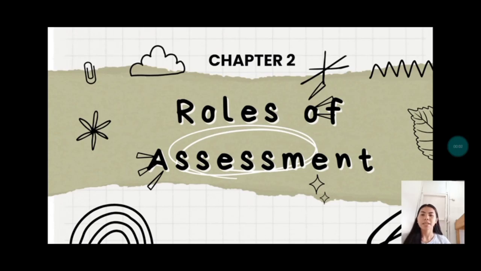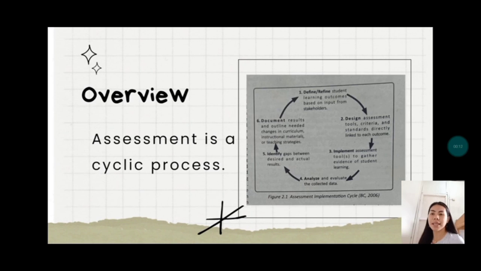Good day, everyone. Today we will discuss chapter 2 of Assessment of Learning 1, which is the rules of assessment. The overview of this is that assessment is a cyclic process. The learning objectives, or the intended learning outcomes, of this topic is that at the end of chapter 2, students are expected to explain the various rules of assessment to learners, teachers, parents, and other stakeholders.